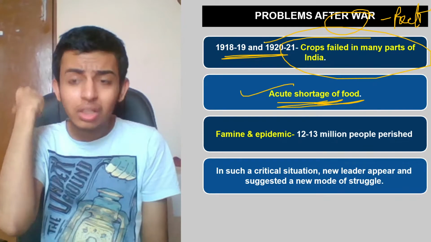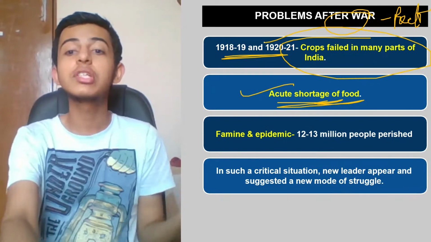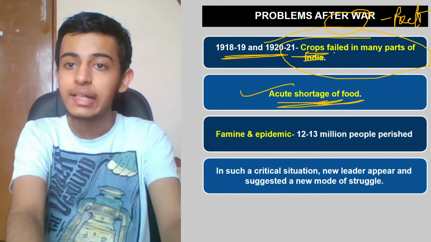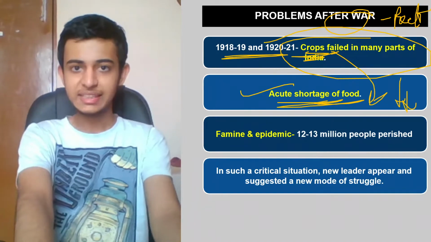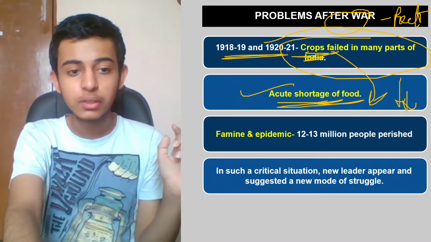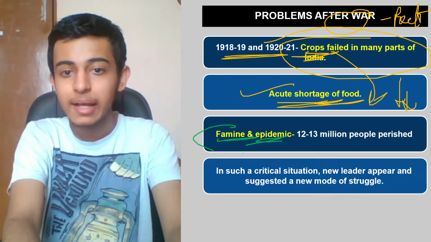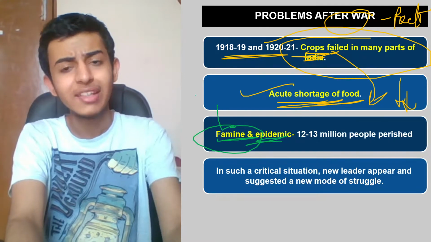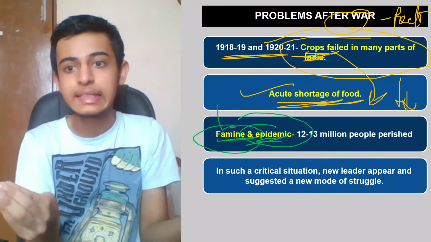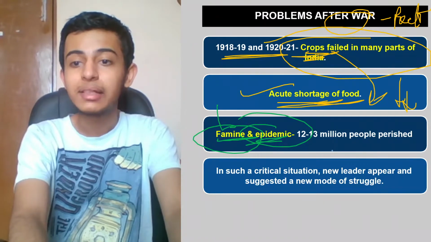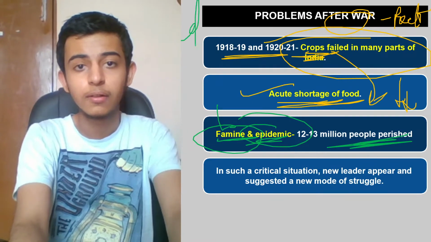So the crops had failed, like your corn, your wheat, your rice, because of which there was a shortage of food. If crops failed, it means they could not grow and hence food was less. If food is less, what is going to be the consequence? Terrible consequence: famine and epidemic. Famine is when there is a lot of shortage of food; an epidemic is when a large group of people have the same disease. 12 to 13 million people perished.